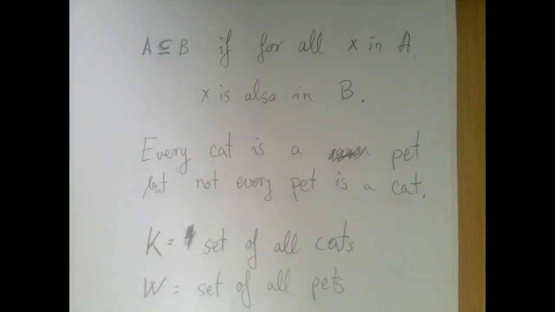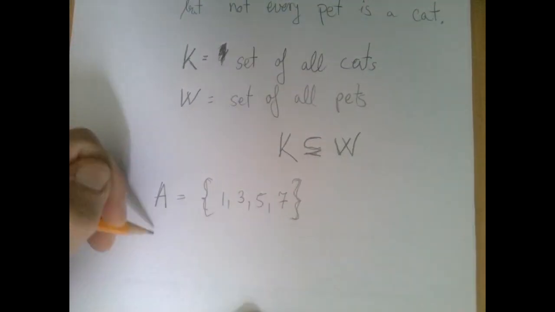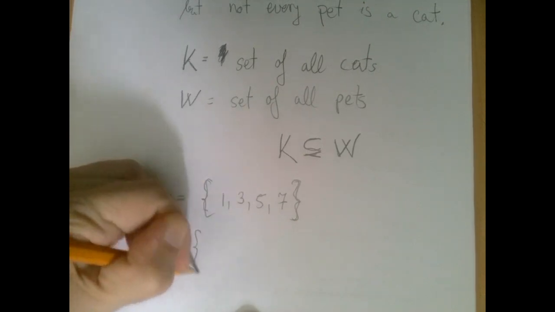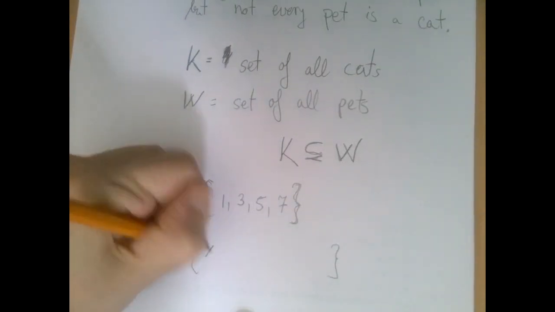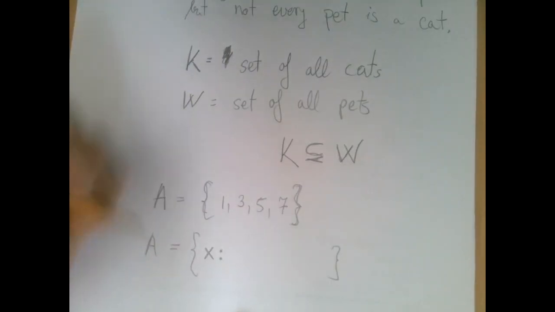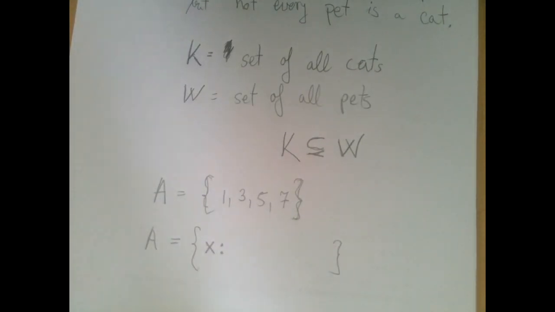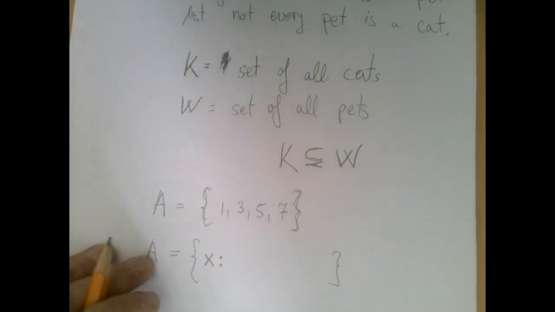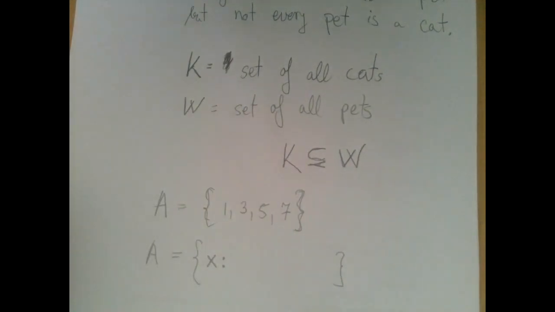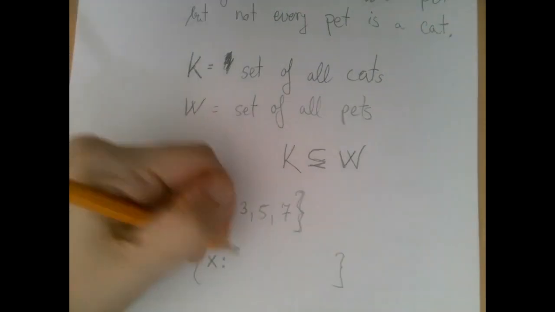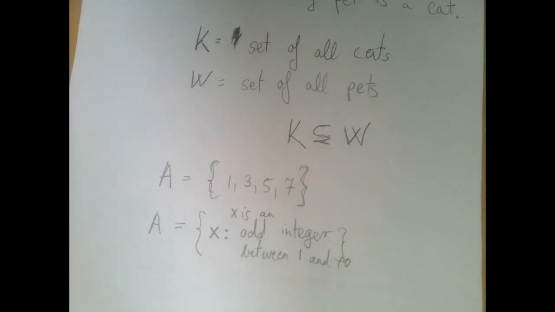It's not all cats. There is another notation where you use these curly braces, but then you say x, and then you either see a vertical bar or a colon, and we describe what x has to do to be in this set. So we could say it's a positive integer less than 10 that's odd. So, see, that's another way of describing sets.